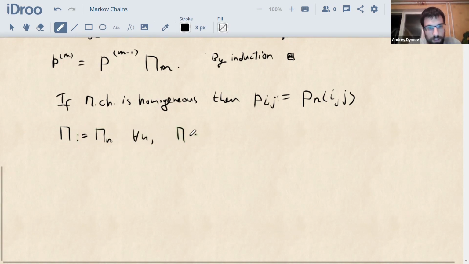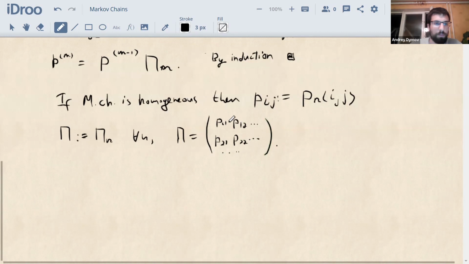And this transition probability matrix, this is the matrix of the Markov chain. The transition probability matrix has the following form: P11, P12, etc., P21, P22, etc. I recall that this matrix can be infinite if the number of states is countable.